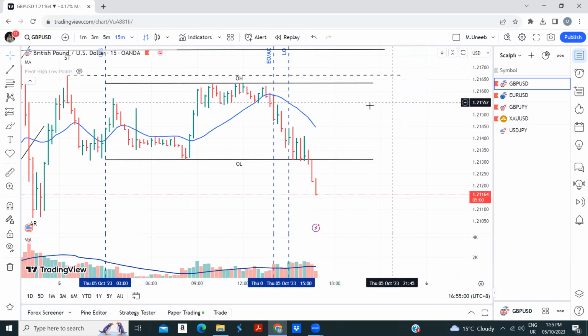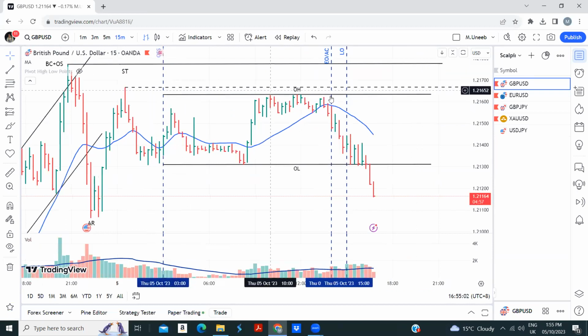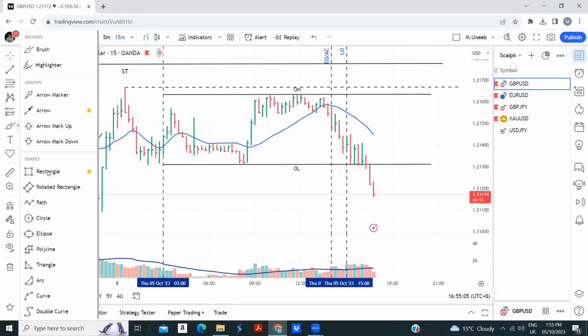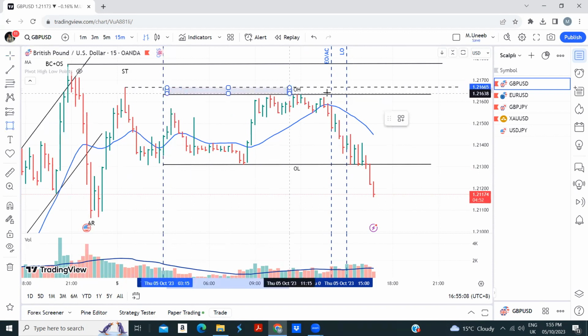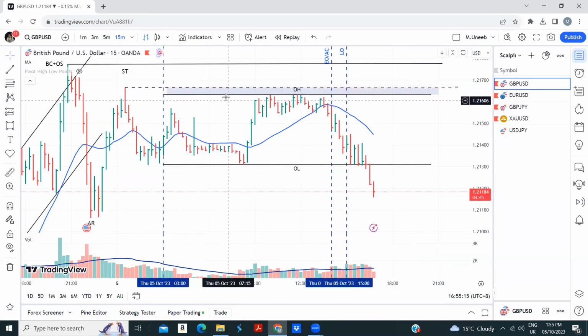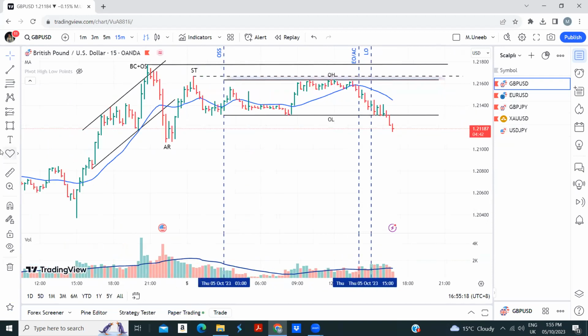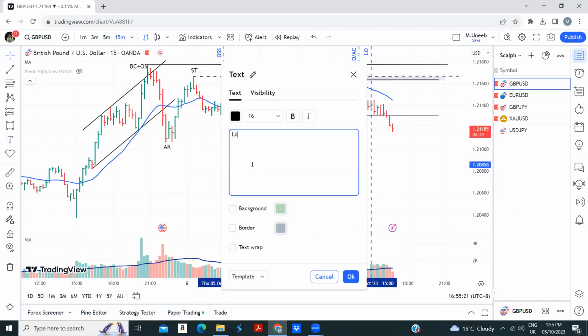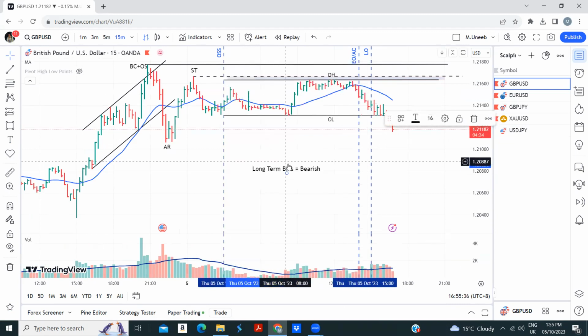Now I have this area between the secondary test and OH. This entire area is where the price is going to go, where the price will have the short-term bearish bias. So our long-term bias is bearish here.